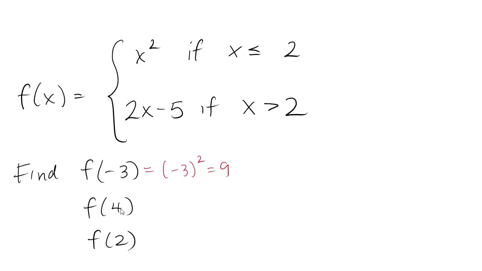To find f of 4, I identify which rule 4 falls under. Well, 4 is greater than 2. So I follow the rule which says take 2 times the input and then subtract 5. 8 minus 5 is 3.